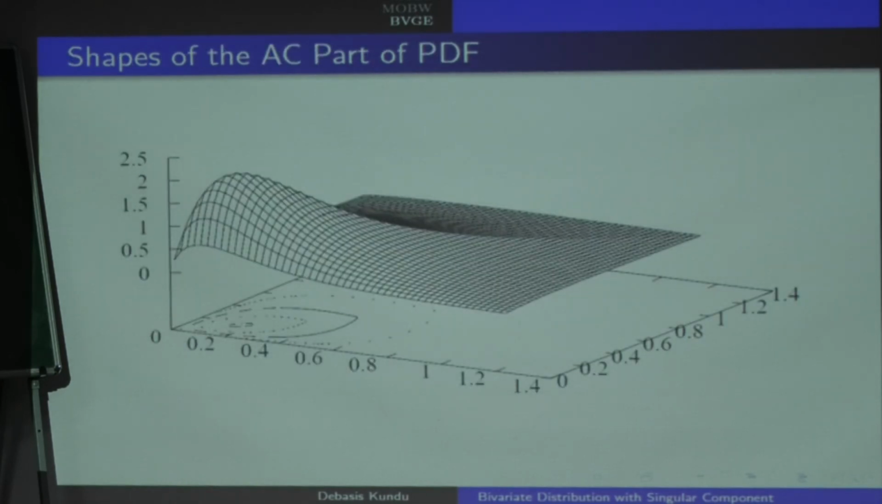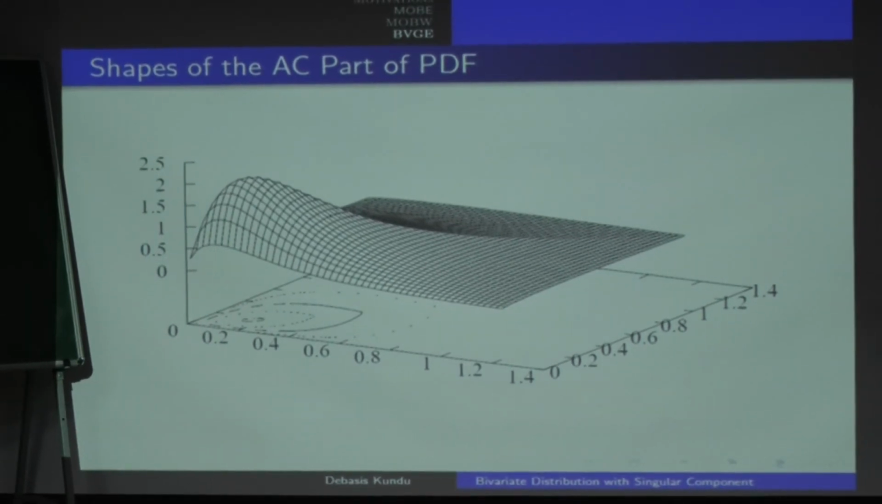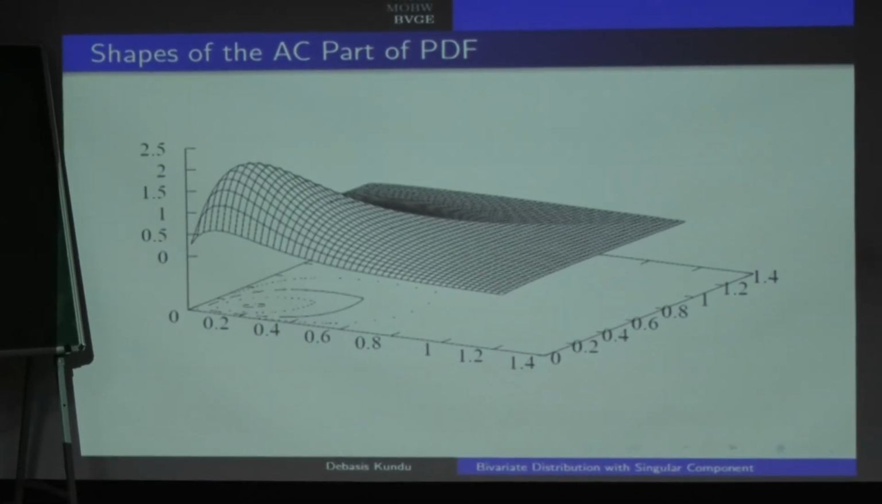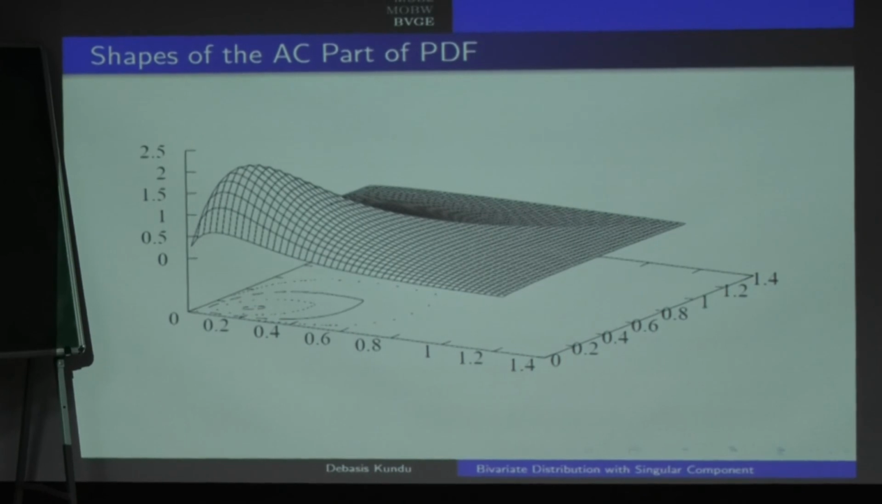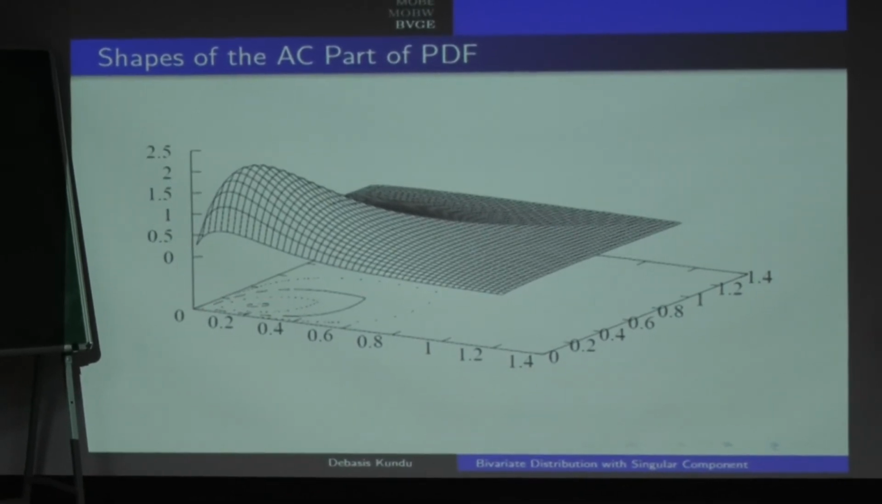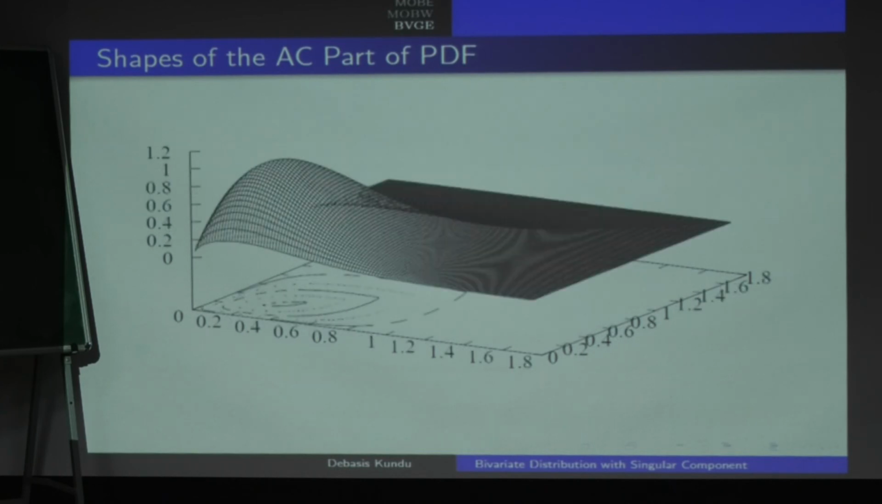So these are some of the shapes. This is basically the shapes of the joint PDF. I did not put it on x equal to y. This is the absolutely continuous part, by the way, because I did not put the line x equal to y. There is no point in putting it here because this is the absolutely continuous part. Same thing with some different parameter sets. That's what they are: the shapes of the absolutely continuous part of the joint PDF.